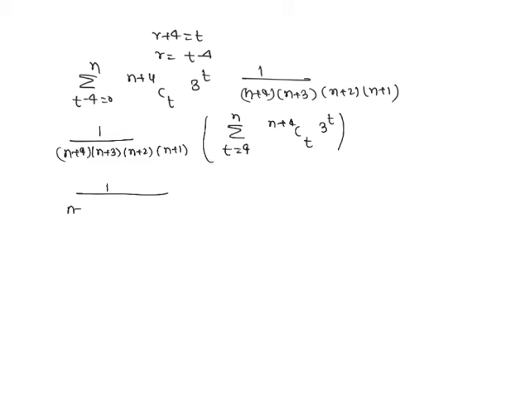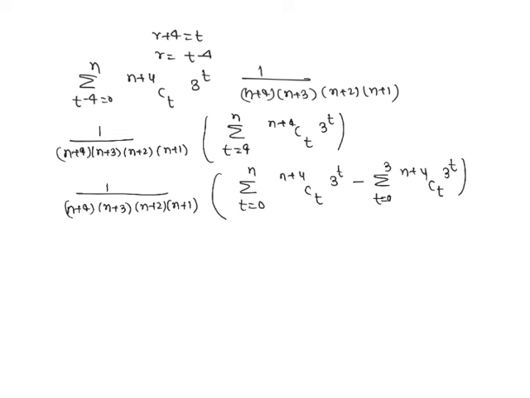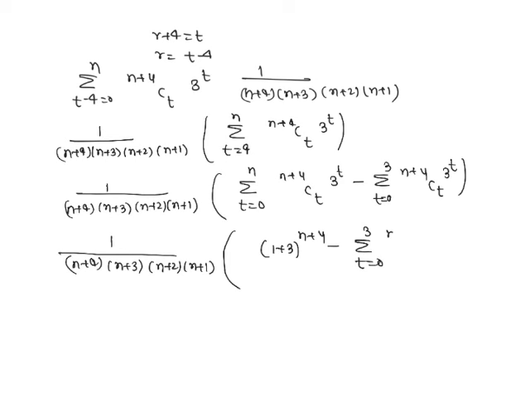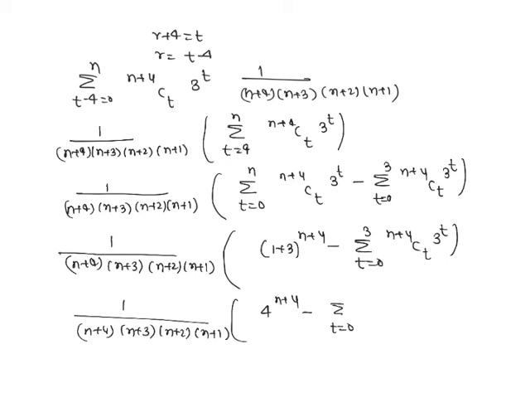So this we can write as what? 1 divided by (n+4)(n+3)(n+2)(n+1) into sigma t equals 0 to n+4, (n+4)Ct 3^t minus sigma t equals 0 to 3, (n+4)Ct 3^t. So this we can write as what? 1 divided by (n+4)(n+3)(n+2)(n+1) into, this will become (1+3)^(n+4) minus sigma t equals 0 to 3, (n+4)Ct 3^t. So this will become 1 divided by (n+4)(n+3)(n+2)(n+1) into 4^(n+4) minus sigma t equals 0 to 3, (n+4)Ct into 3^t. This is your answer.